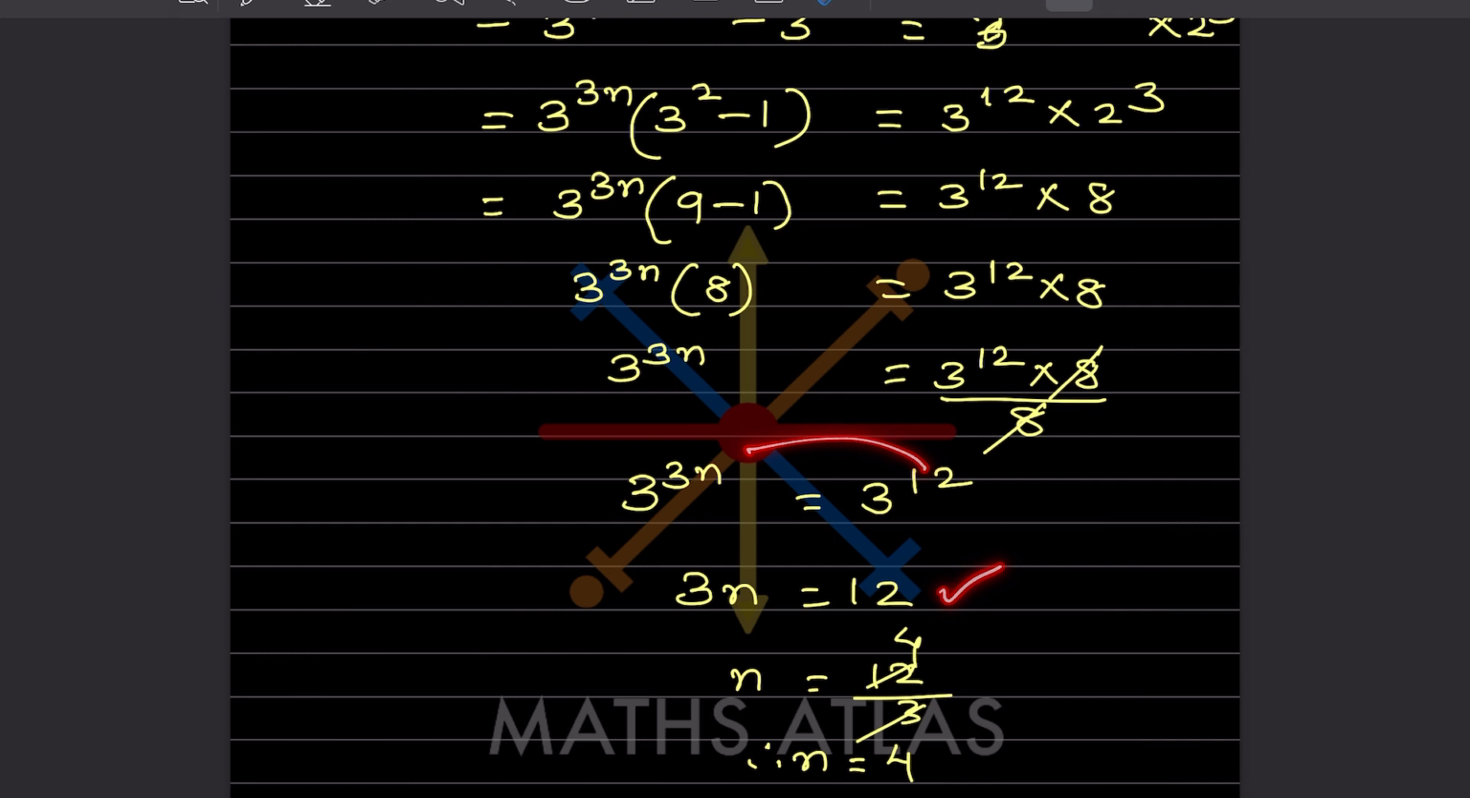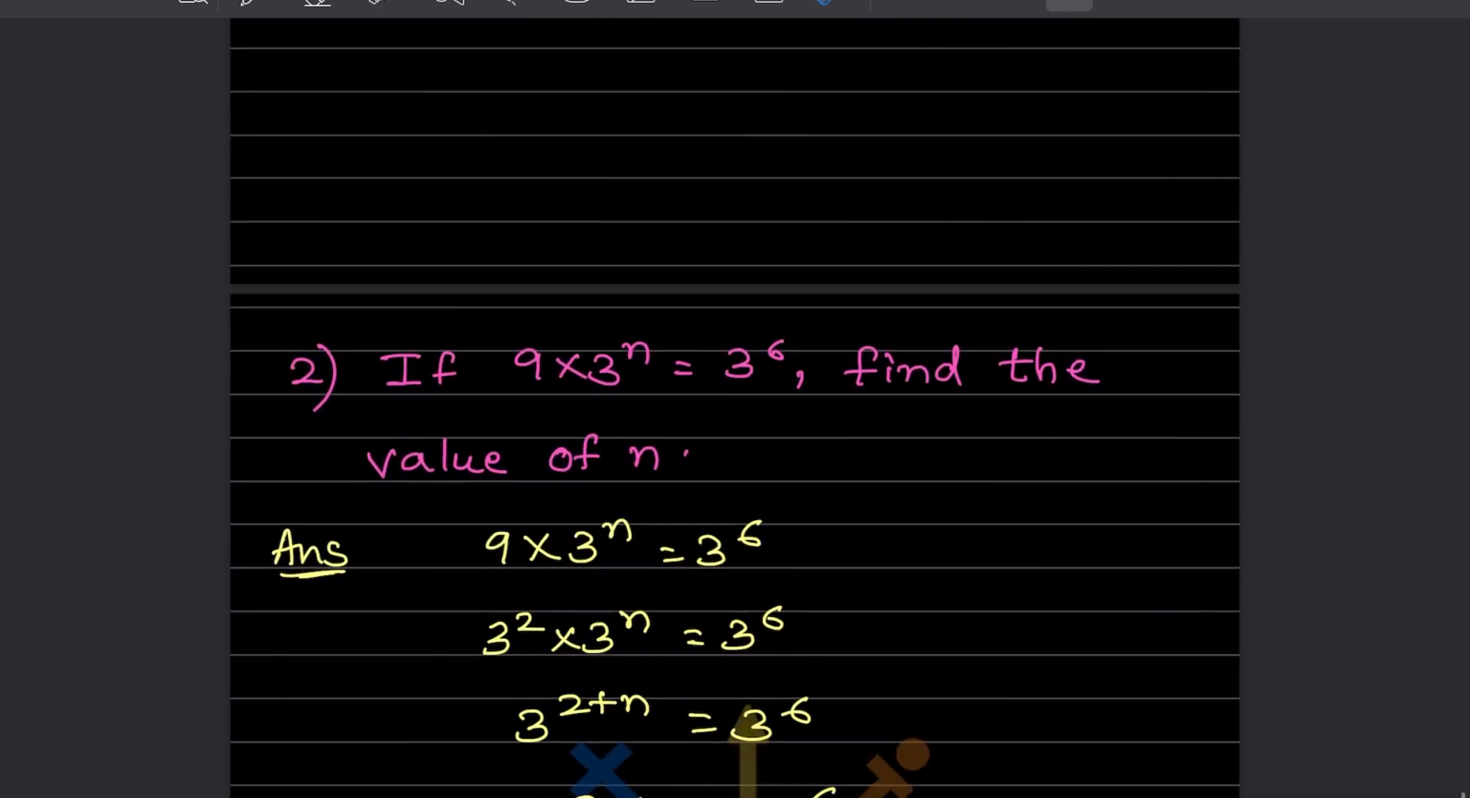What is here? So what will be here? n will be what we want, the value of n. So n is going to be, actually this is multiplication, so that will be 2, 12. This will go in the denominator. So 3 ones are 3, 3 fours are 12. So n is 4.